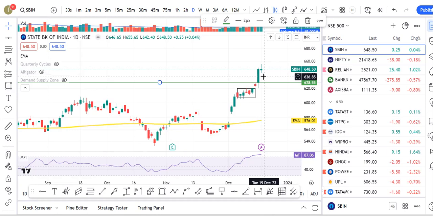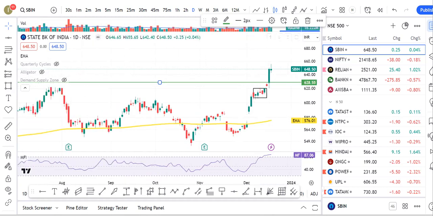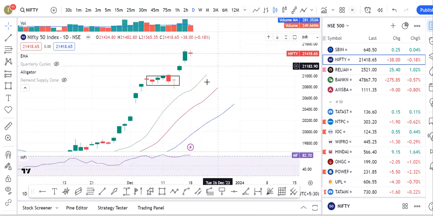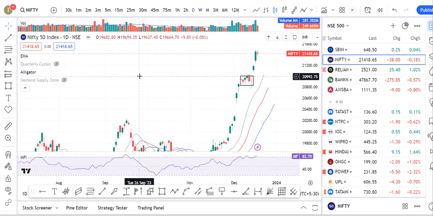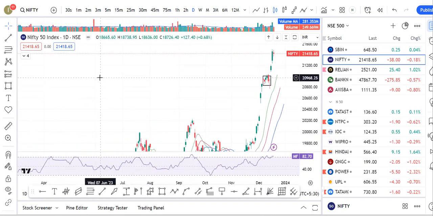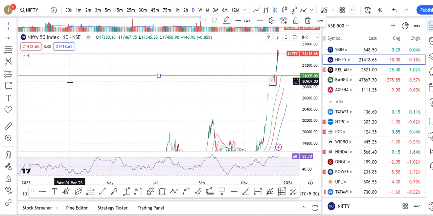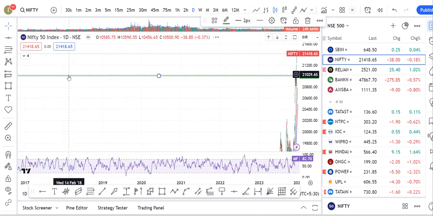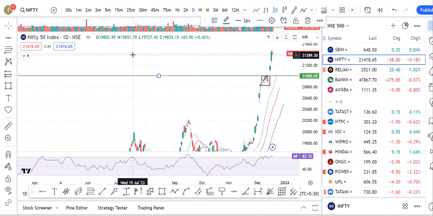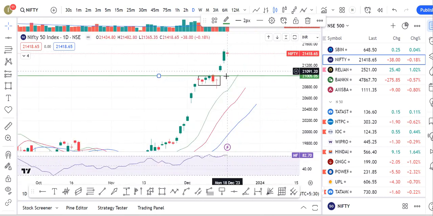Sometimes with breakaway gaps, usually if it is above the, let me go back to the Nifty chart. See, it is uncharted territory. On Nifty, with this breakaway gap, you cannot see any resistance on the historical chart. See, this is the fresh breakaway from the historical high. So that's why the momentum continued.